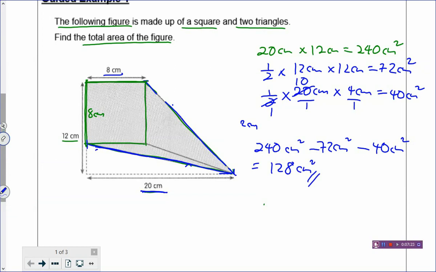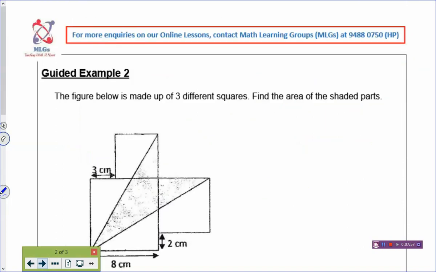Alright, so what have you done in this question? Now, you have learned to create a nice figure. A nice figure is always a regular shape, rectangle, square, or triangles. Right, in P6, a nice figure can also include circle, quadrants, semicircles. Alright, after you have created a nice figure, then you take out what you don't want. You take out the big right angle triangle, and you take out the smaller right angle triangle, and that will give you the shaded part. So that's the method, right? Create and remove.